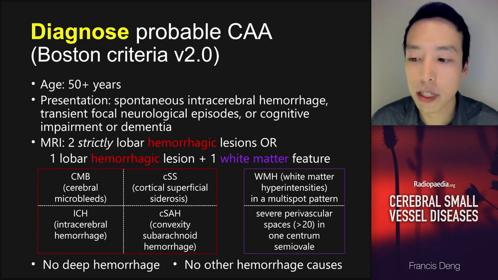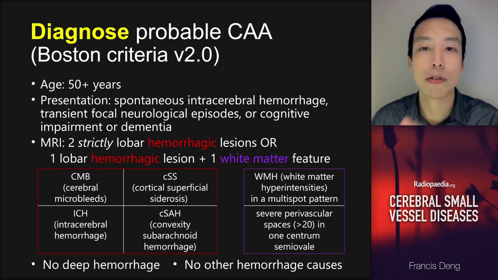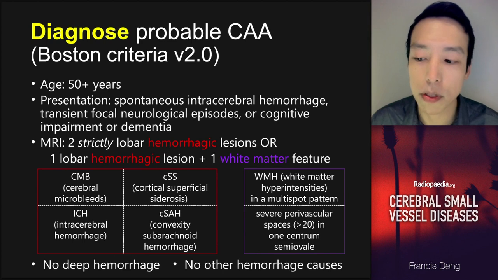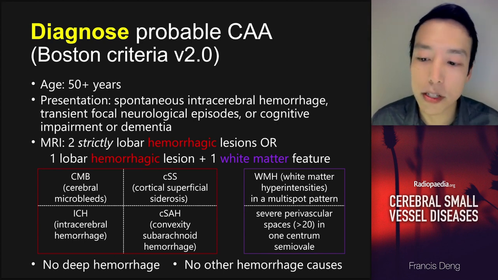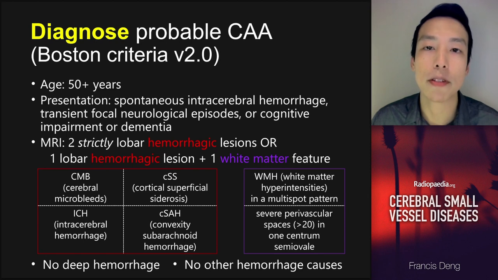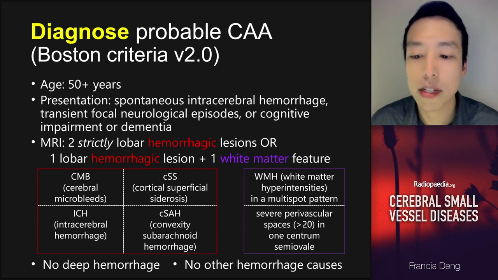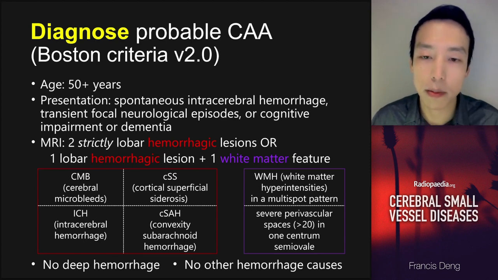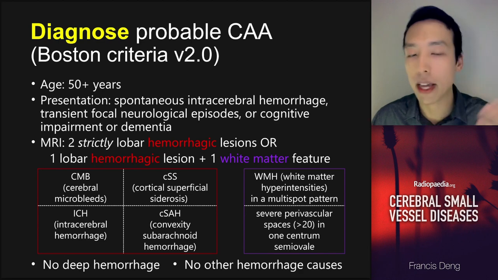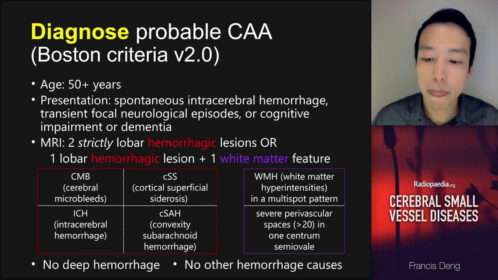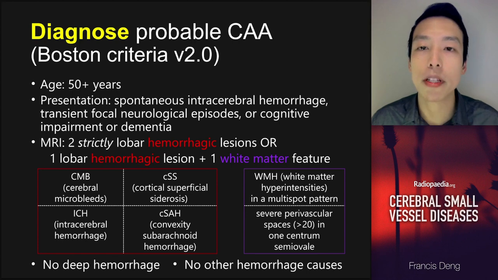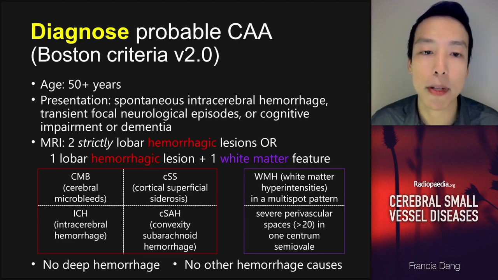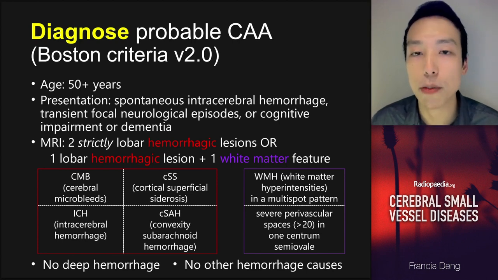You can have 2 cerebral microbleeds to meet these criteria, or you can have 1 cerebral microbleed and 1 sulcus of cortical superficial siderosis. Or you can have 1 lobar hemorrhagic lesion plus a white matter feature, and the white matter features are white matter hyperintensities in a multi-spot pattern, or what they call a multi-spot pattern. I think of either scattered or patchy. Or you can have severe perivascular spaces, meaning more than 20 MRI visible perivascular spaces located in the centrum semiovale.